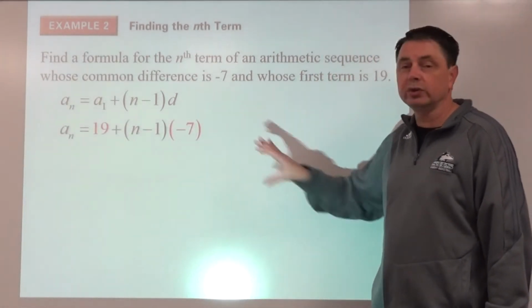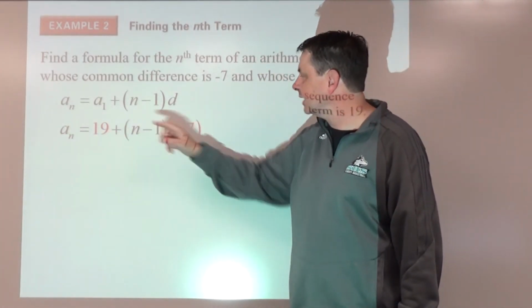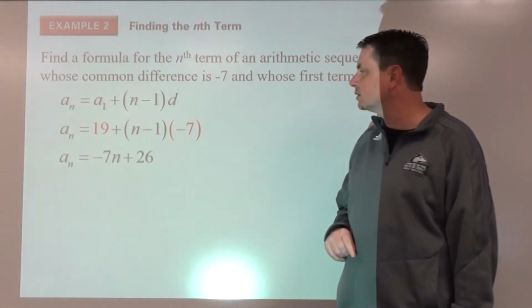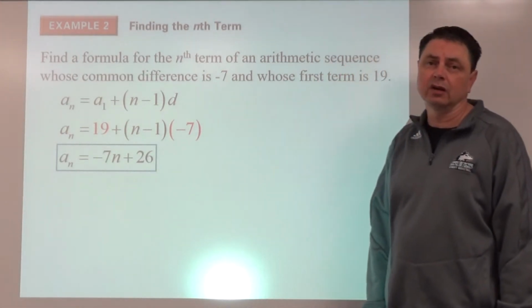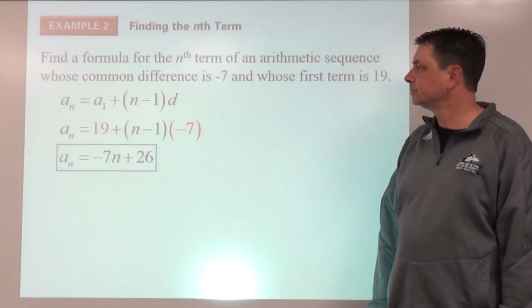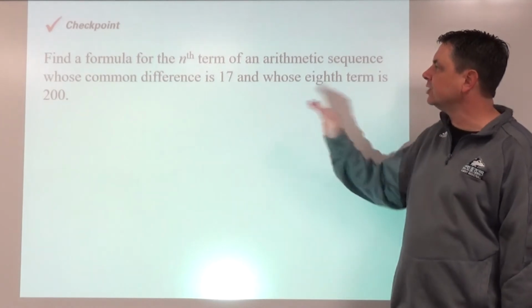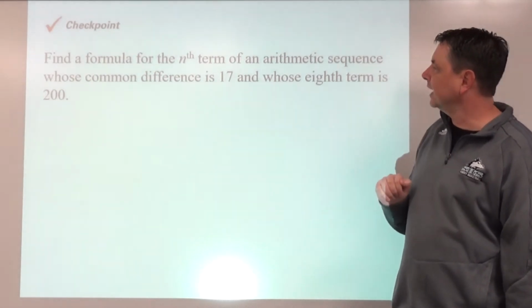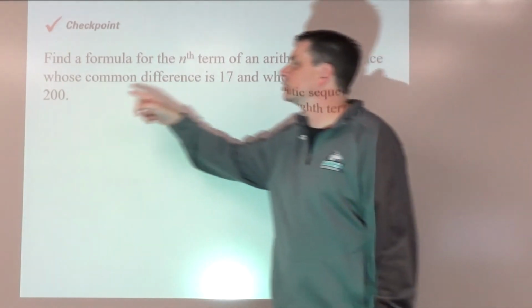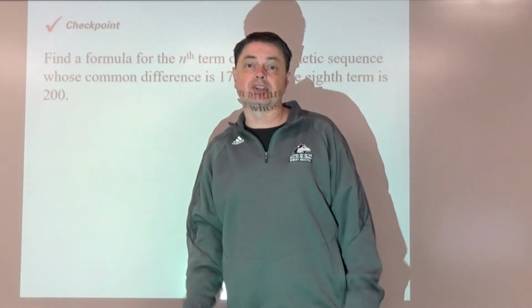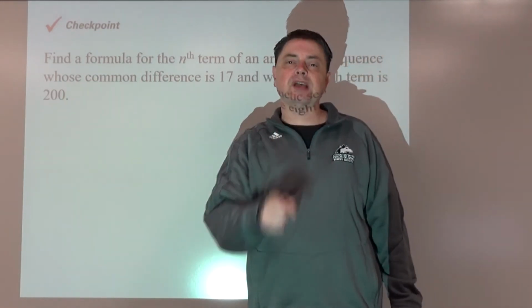And then if you're doing this in WebAssign, it's probably going to accept it like that. I typically like to simplify, distribute, and combine like terms. And get that. WebAssign should accept either answer. Checkpoint. Go ahead and pause here as you find the formula for an arithmetic sequence where you know the common difference is 17 and you know the 8th term of 200. Don't work it backwards just by writing it out. Use algebra.